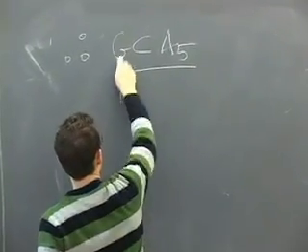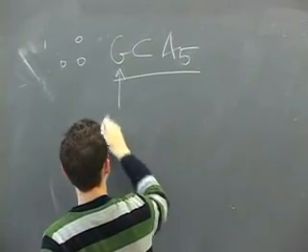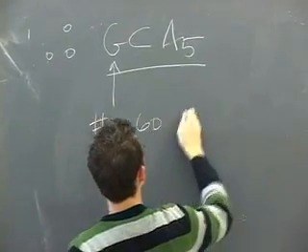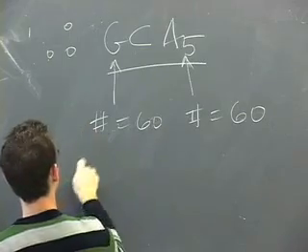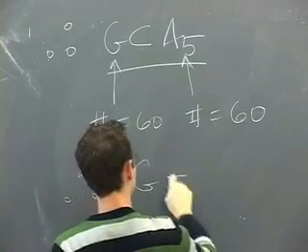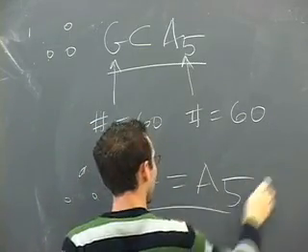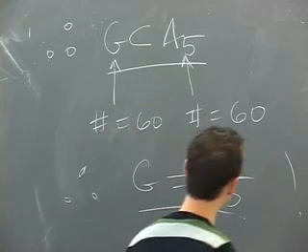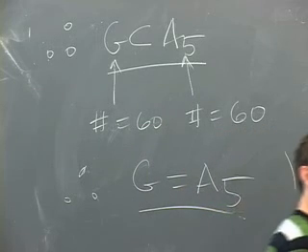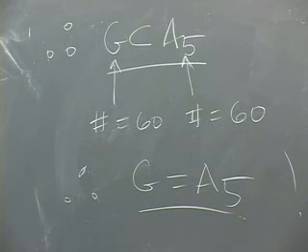Now this thing has order 60. And this thing has order 60. It follows that they must be equal. Yay! So we've actually shown that in this case, G is A5, or at least isomorphic to A5.